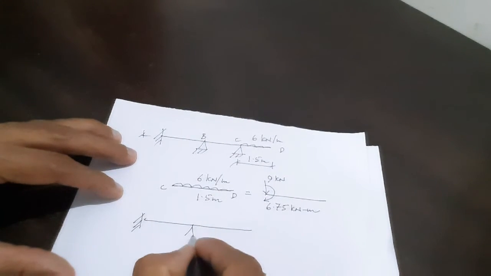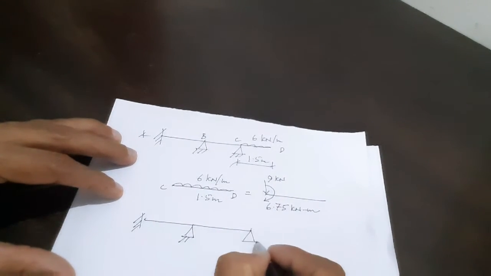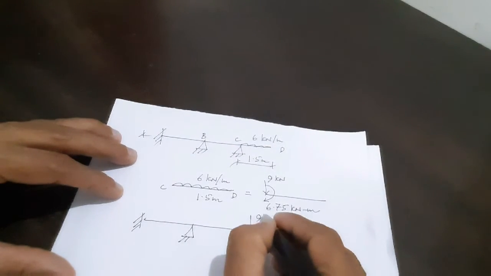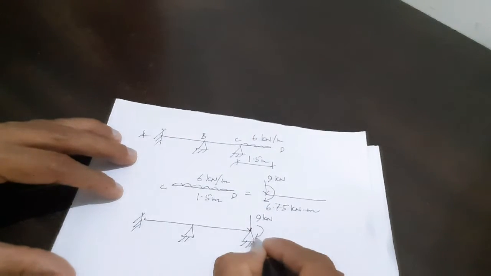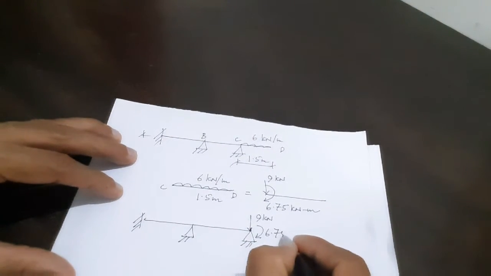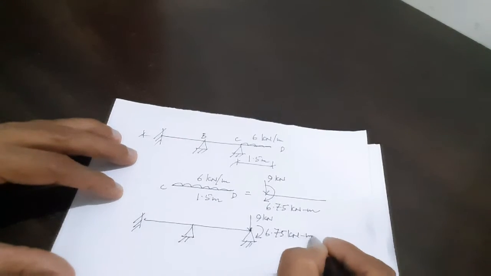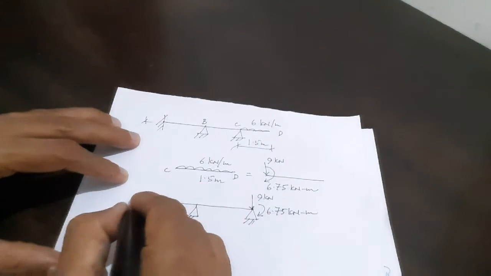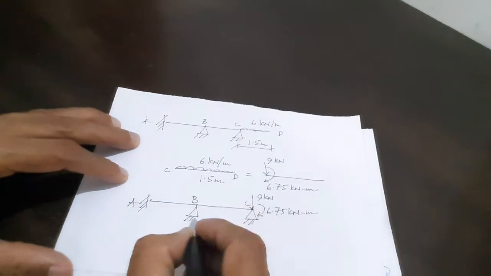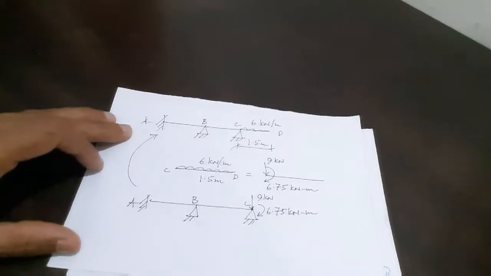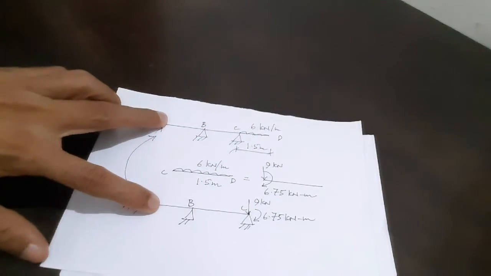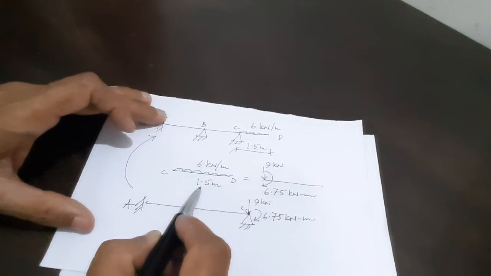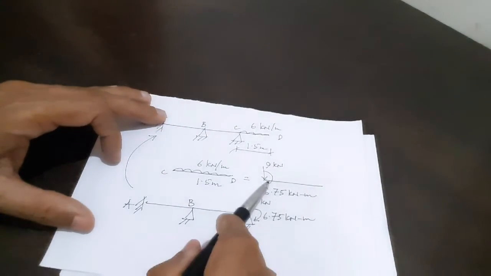I am writing only up to B. Okay, this load can be converted into a single load of 9 kilonewton and a single moment of 6.75 kilonewton meter. We are omitting the overhang portion CD. So I can write these two forces at C. So this structure and this structure, they are equivalent, because the CD portion carrying 6 kilonewton per meter over 1.5 meter length can be converted into 9 kilonewton.